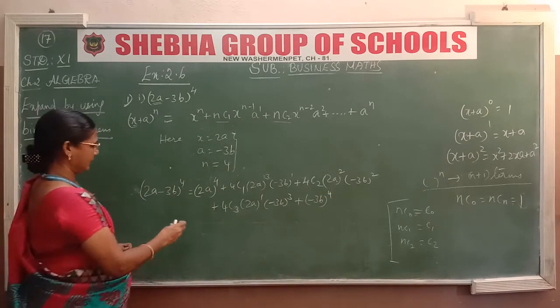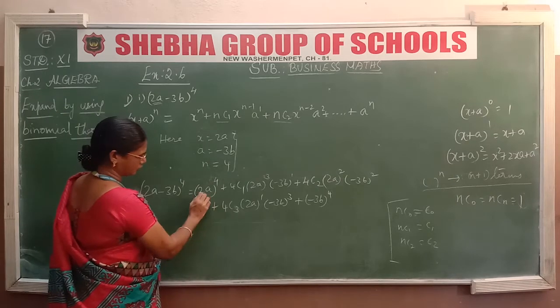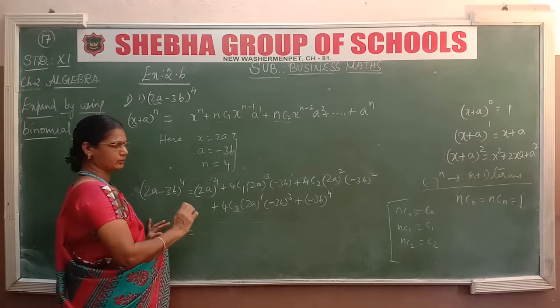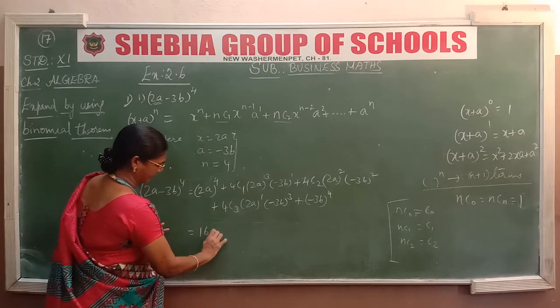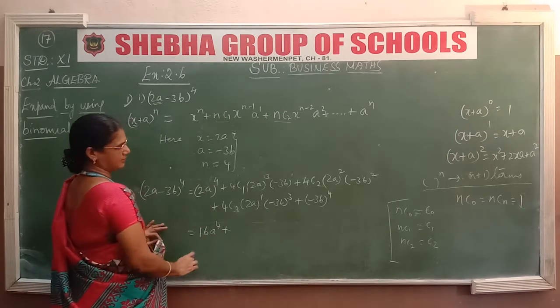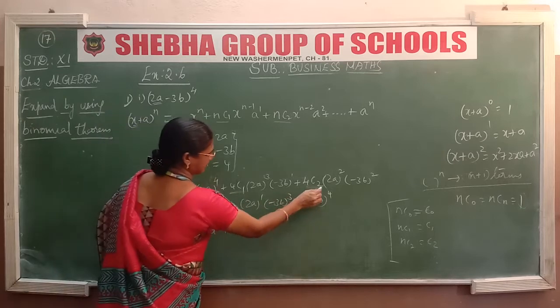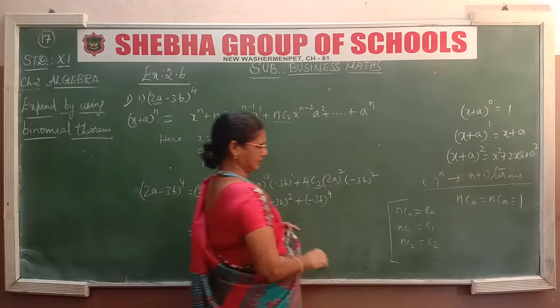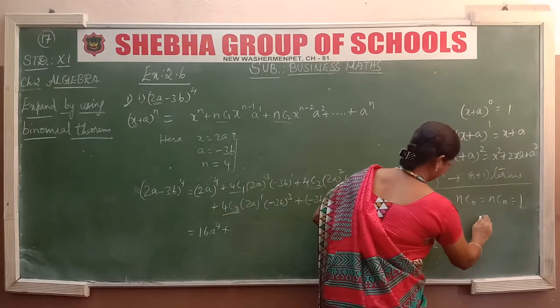Okay, next step, expand this. 2 power 4 into a power 4. 2 power 4 is what? 2 into 2 into 2 into 2, that is 16 a power 4, plus, this is our coefficient, isn't it? This is our coefficient, and using the Pascal triangle, that is 1.